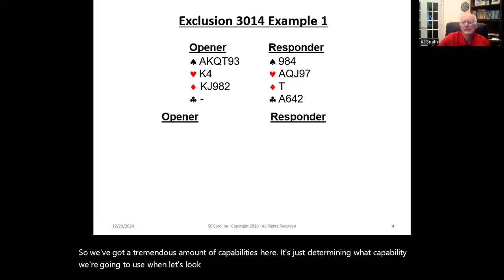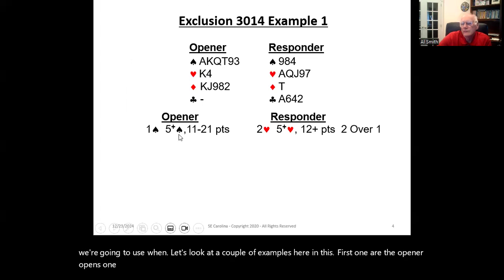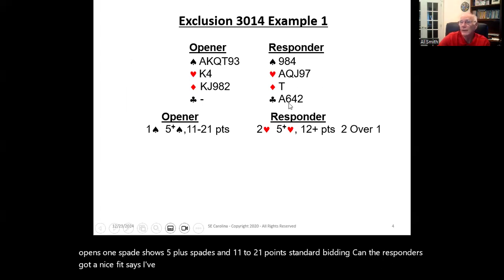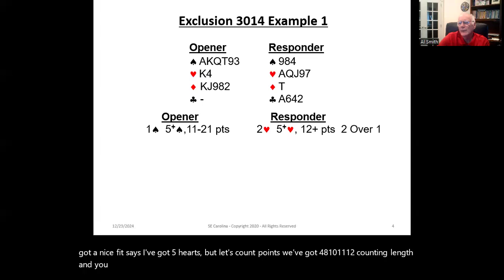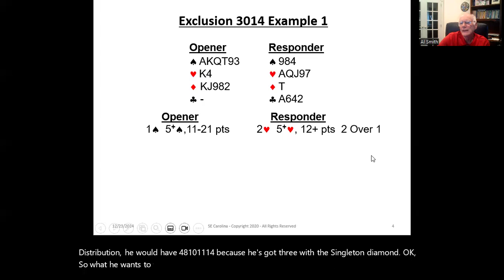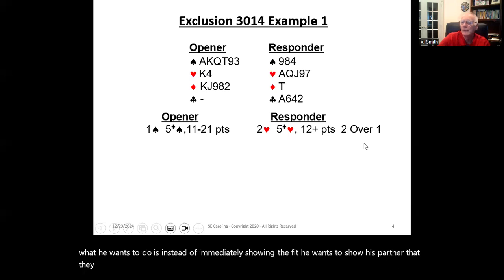Let's look at a couple of examples here. In this first one, the opener opens 1 spade, showing 5 plus spades and 11 to 21 points, standard bidding. The responder's got a nice fit and has 5 hearts, but let's count the points. We've got 4, 8, 10, 11, 12, counting the length. And if he wants to count distribution, he would have 4, 8, 10, 11, 14 because he's got 3 with the singleton diamond. So instead of immediately showing the fit, he wants to show his partner that they have game forcing points.